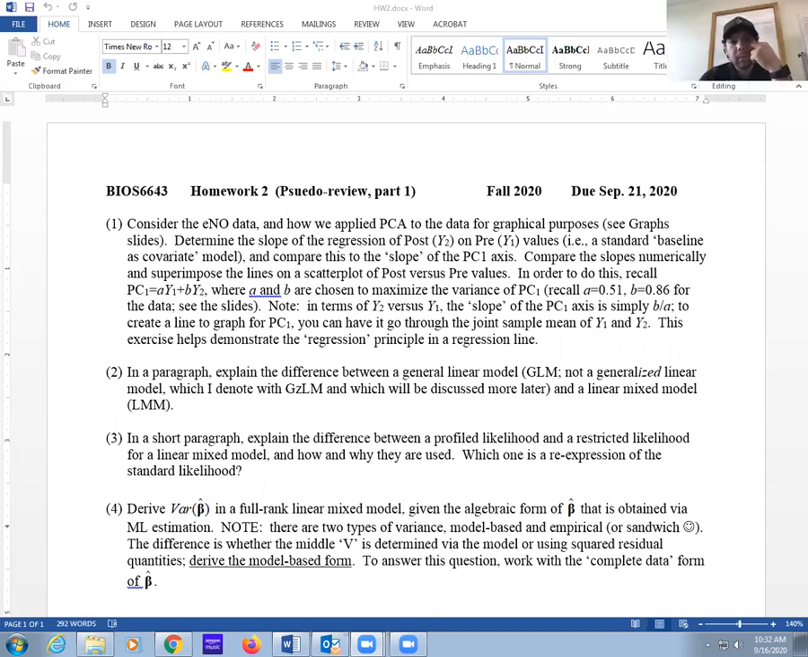Does that make a little sense? No? Okay. So you have two different means. You're saying there's a mean for y1 and a mean for y2, and you want me to have that slope go through those two points. Is that what you're saying? Okay.